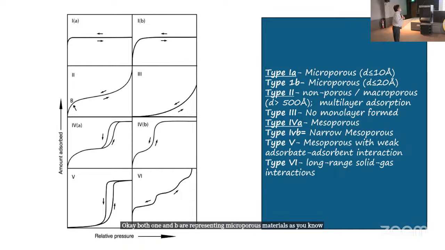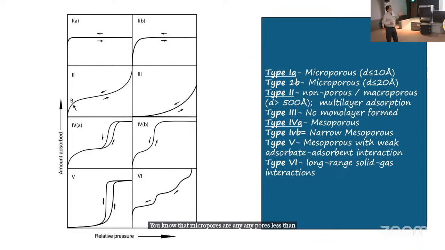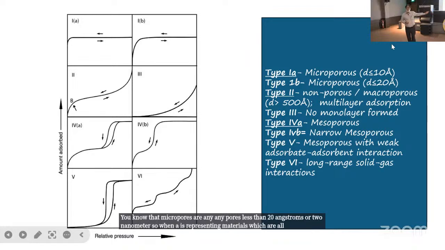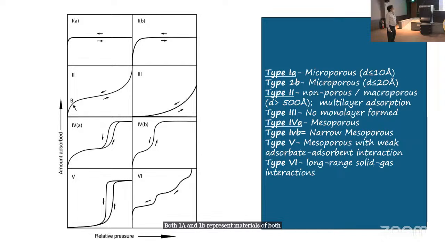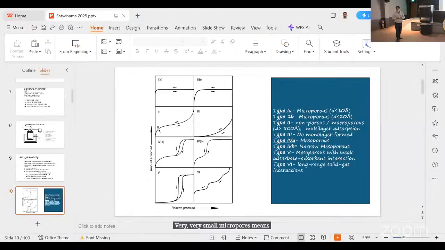The difference is that 1A is having very, very small micropores. You know that micropores are any pores less than 20 angstroms or 2 nanometers. So 1A is representing materials which are all having pores of smaller than 2 nanometers. Both 1A and 1B represent materials of pores less than 2 nanometers. The difference between them is 1A represents very, very small micropores, and 1B represents slightly wider micropores. Very, very small micropores means pores less than about 8 angstrom. And 1B means pores which are larger than 8 angstroms.